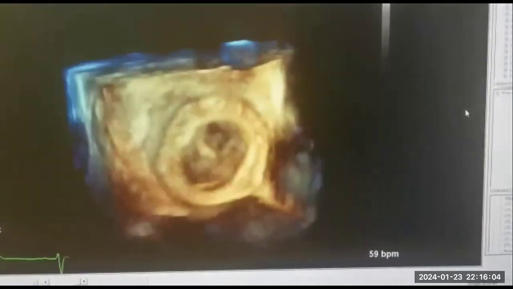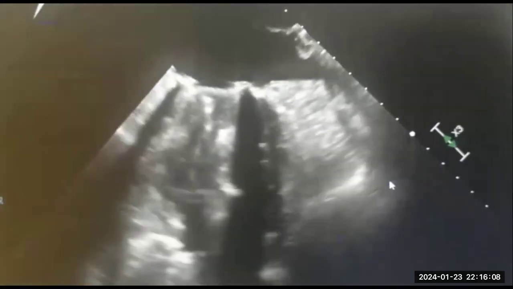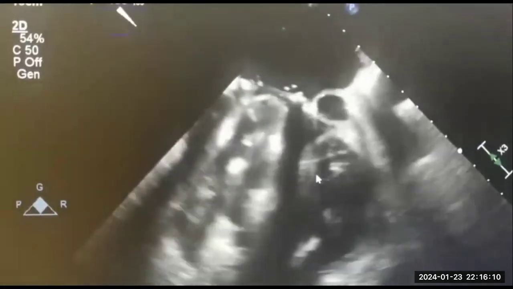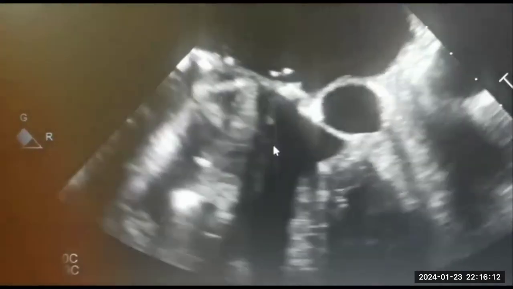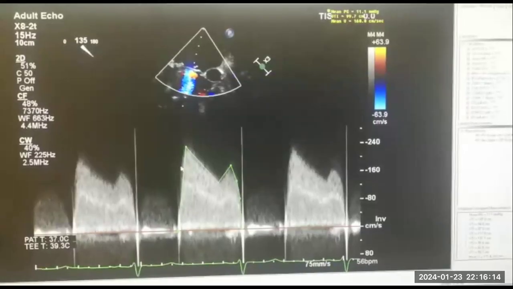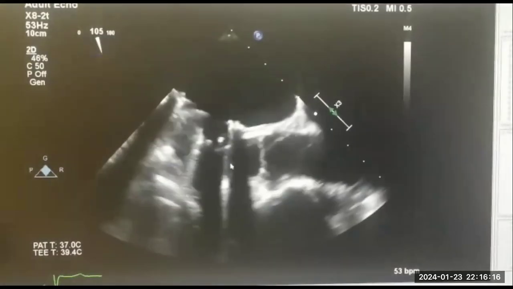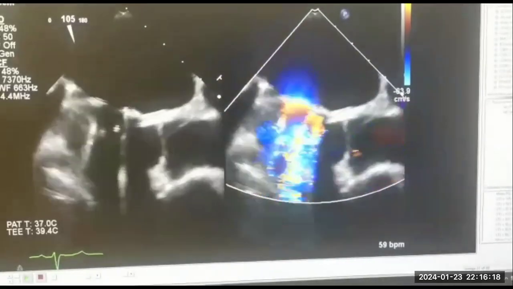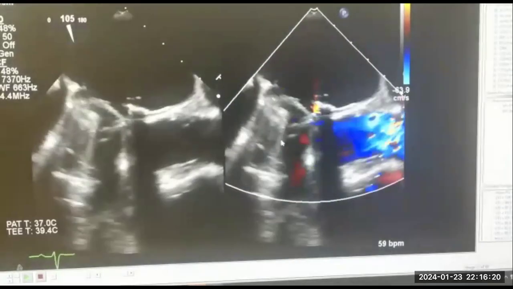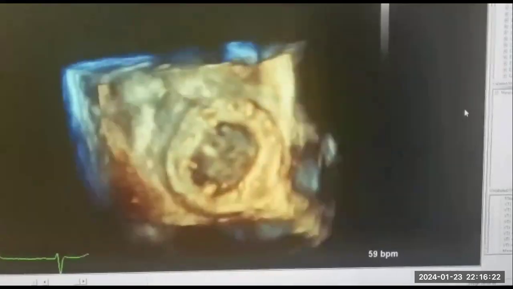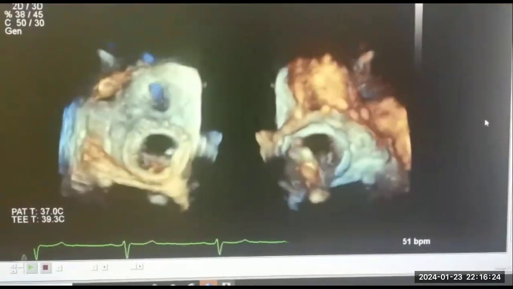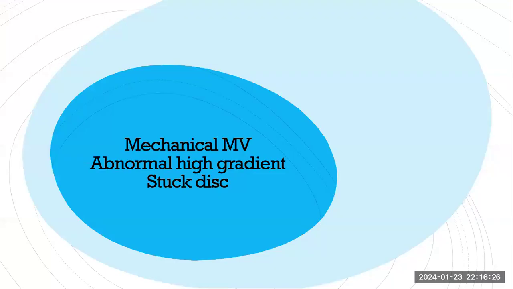But at least I brought this one to show you the stuck valve, because what I heard is that it came in one of the exams before. They brought a mechanical valve, one leaflet is moving while the other is not, high gradient, and he asked you at the end, what is this? You have to comment, and this is a stuck mechanical mitral valve. Excellent.